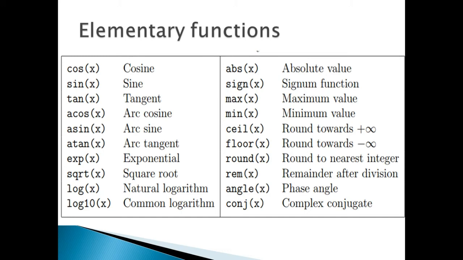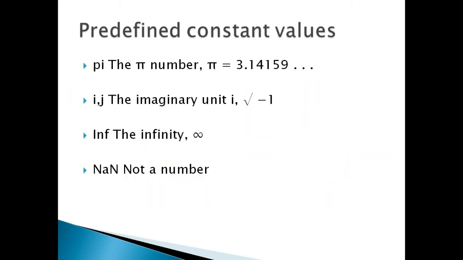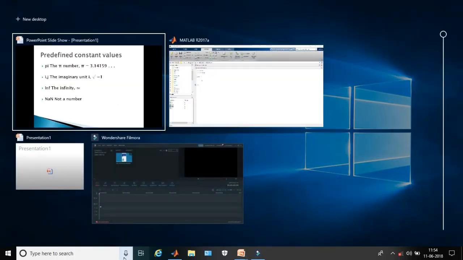So let's move to the next topic, that is predefined constant values. Here are some constant values which are predefined in Matlab, that is pi, the number where pi is equal to 3.14, i and j which are normally used as imaginary unit, inf is used as infinity, and nan is used to define not a number. So let's check this.